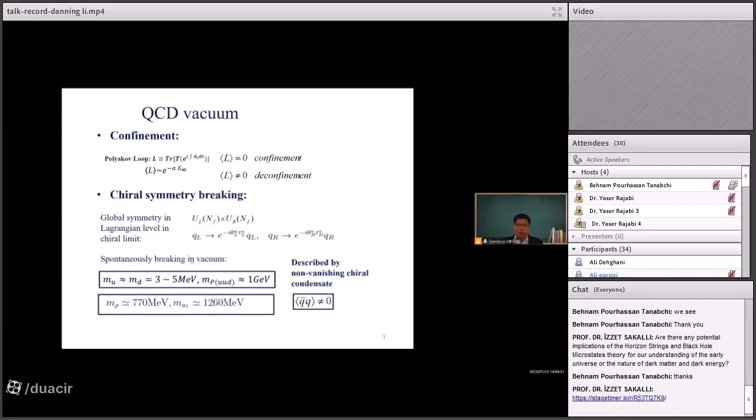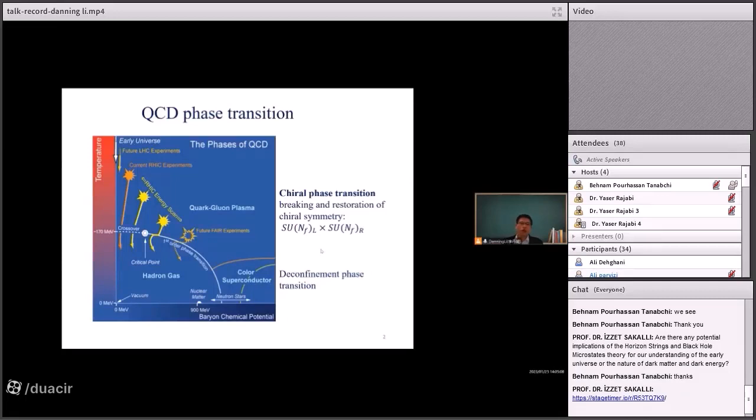this symmetry is spontaneously broken in the vacuum, and it can be read from the mass difference between the current quark mass and the constituent quark mass. It can also be read from the mass difference of chiral partners, for example the rho and the a1, which are transformed into each other under such a transformation. The spontaneous symmetry breaking is described by the nonvanishing chiral condensate, and it's the main source of the constituent quark mass. This is about the QCD vacuum.